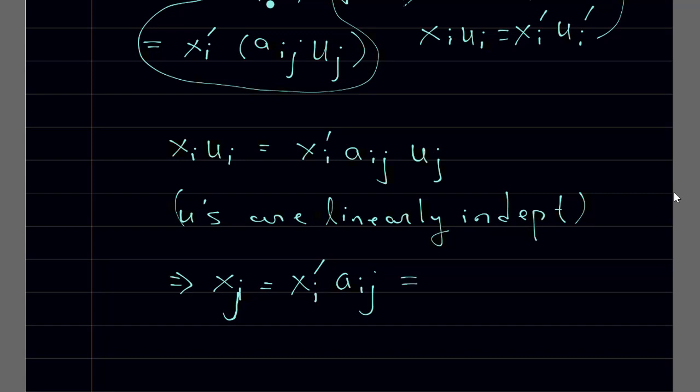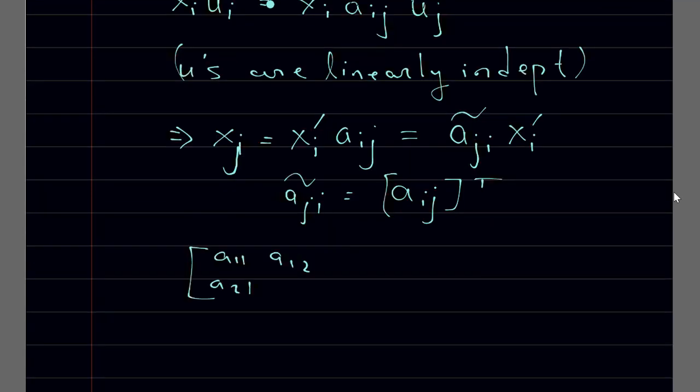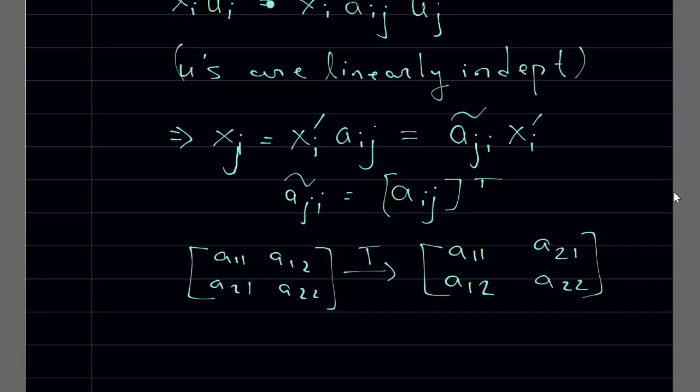Now this can be written in a different way, as a_ji x_i prime. Now you would ask me what a_ji is. a_ji is nothing but the transpose of a_ij. Whenever you transpose a matrix, the coefficients interchange. I hope you know this. For example, you have a11, a12, a21, a22, and if you transpose it, then what happens? In place of a11 there is a11, but in place of a21 there is a12, in place of 12 there is 21, and this stays the same. That means if this is the matrix a_ij, then this is a_ji, and they are related by a transpose.